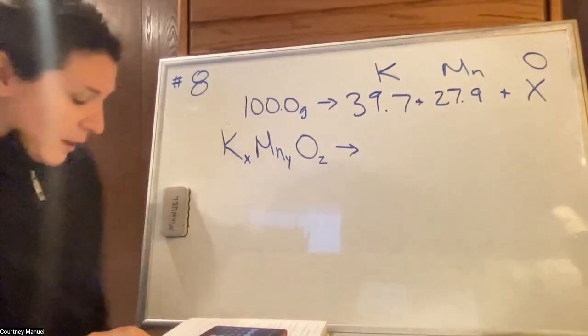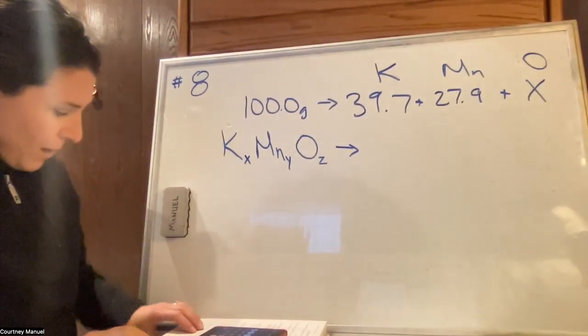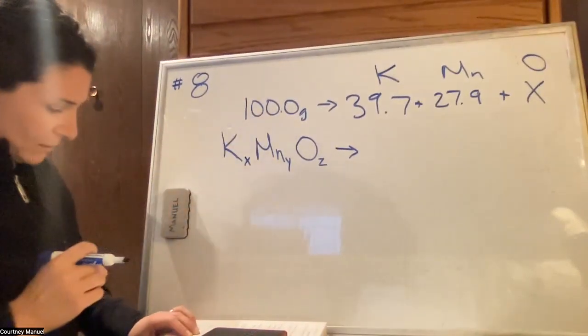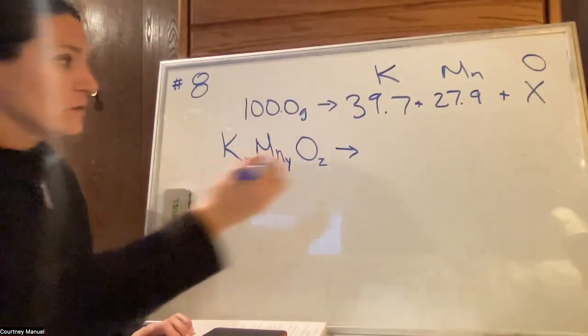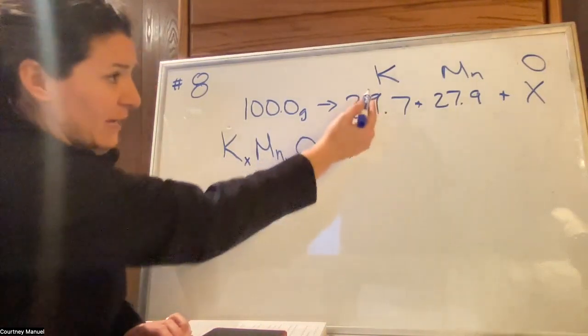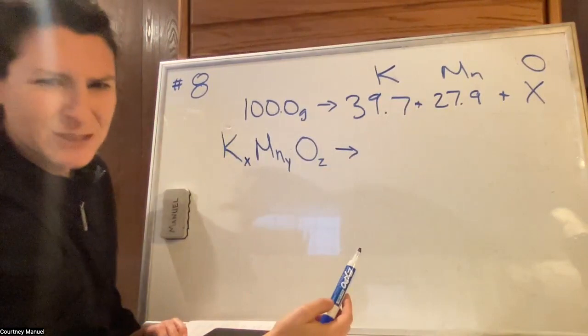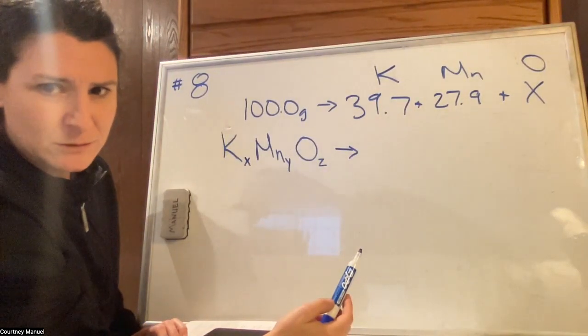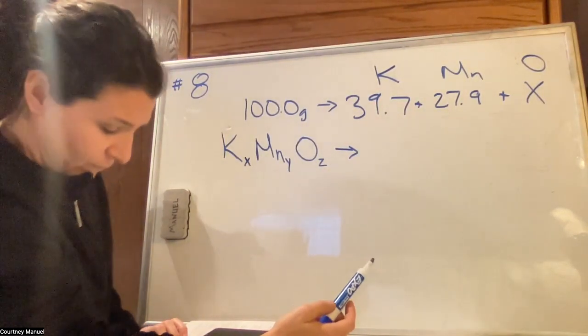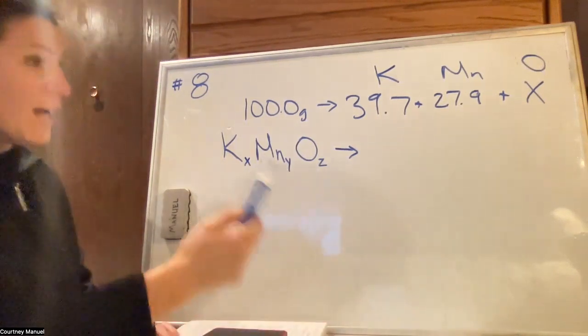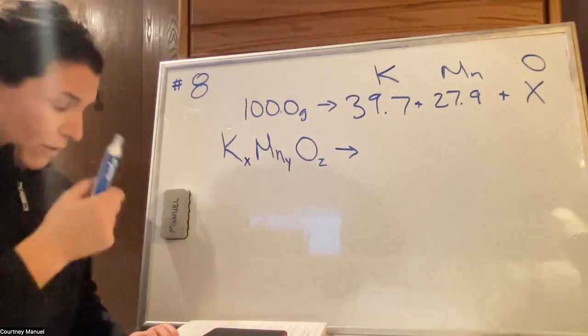Number 8, I'm going to read it out. Decomposition of 100 grams of a dark green powder yields 39.7 grams of potassium, 27.9 grams of Mn. Shoot. I don't know that one off the top of my head. If you guys know it, good job. You totally beat me. And then an unknown amount of oxygen.